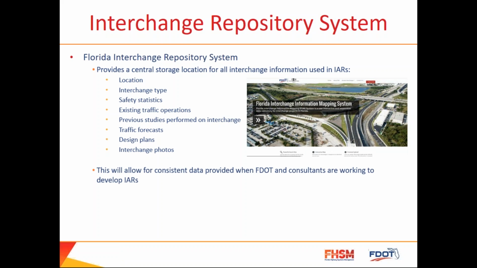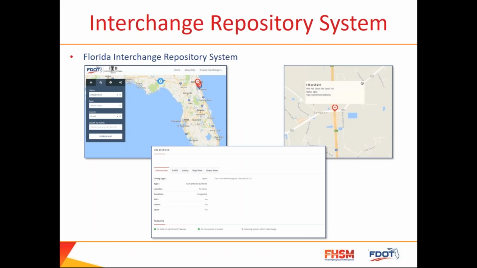The intent of this system would be to allow for consistent data provided when FDOT and consultants are working to develop IARs. And I included a slide here to show some screenshots of what we're working with. The intent for this system is to be a web-based user interface with a Google Maps look to it. You'd be able to search out projects by interchange type, the county it's in. There's going to be various criteria that we want to have at your disposal so that you can filter.